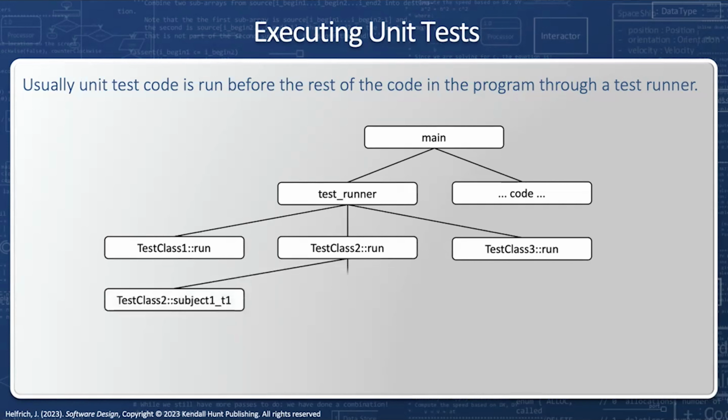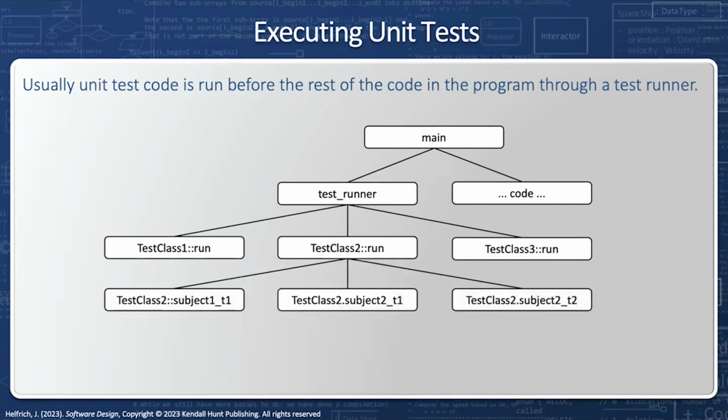Now, it's going to have several functions. In this case, subject 1, test 1, subject 2, test 1, and subject 2, test 2. These are going to be 3 individual unit tests. Now, normally, of course, you're going to have more than 3 unit tests, but this is just representative here. So under class 2, apparently we have 2 methods under test. One is subject 1 and one is subject 2.